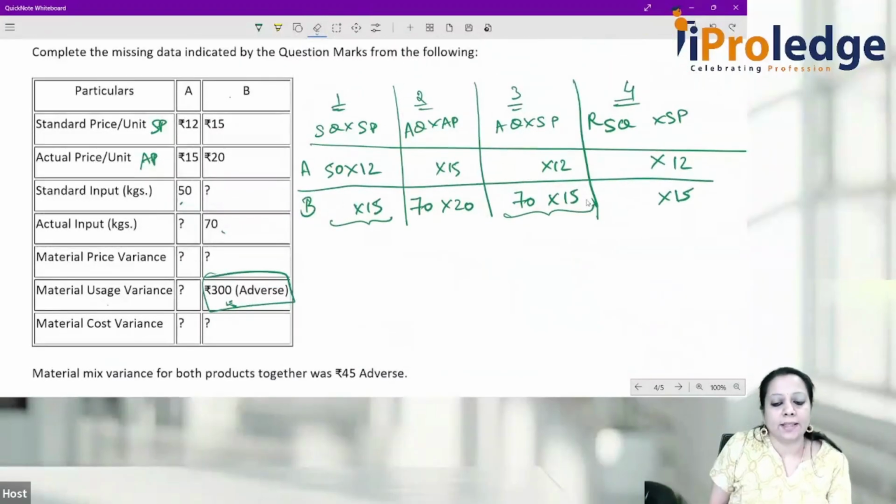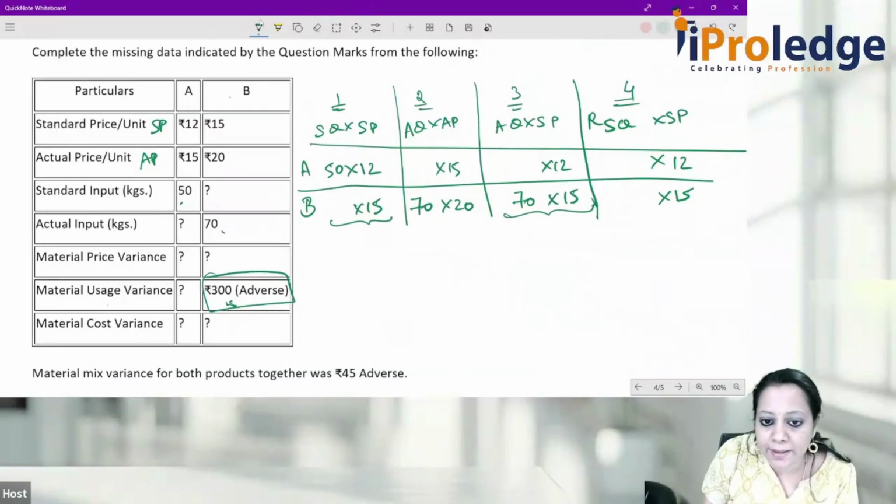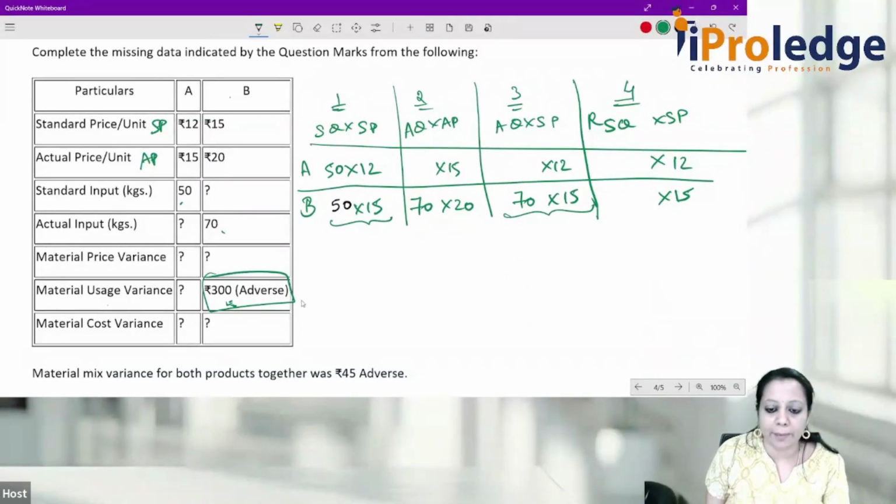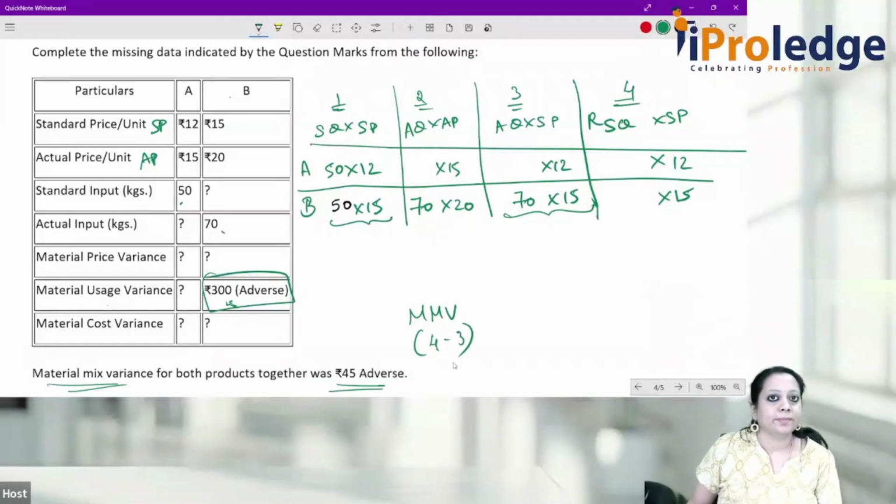Now, what is the next thing that is given? I will substitute here, my dears. What did we get? B is equal to 50. So I have substituted in different color ink. Now, they have given that material mix variance is 45 adverse. What is the mix variance? MMV is equal to 4 minus 3. Material mix variance is 4 minus 3.